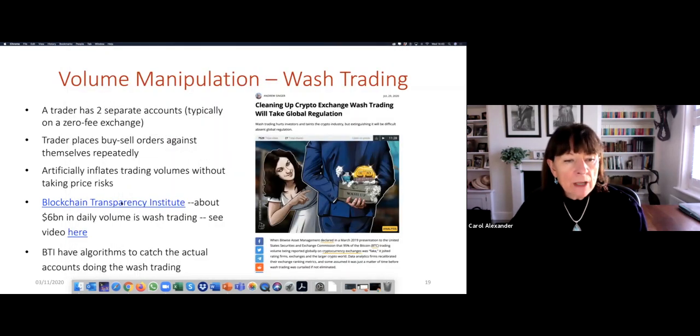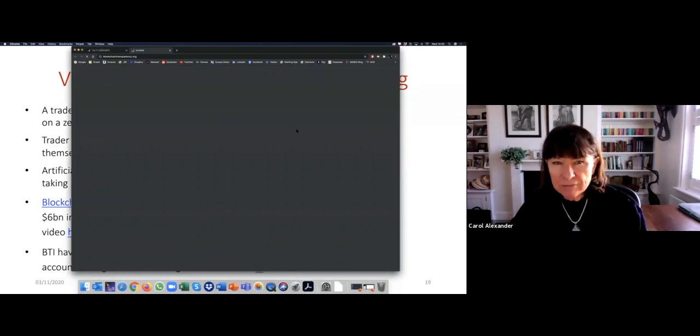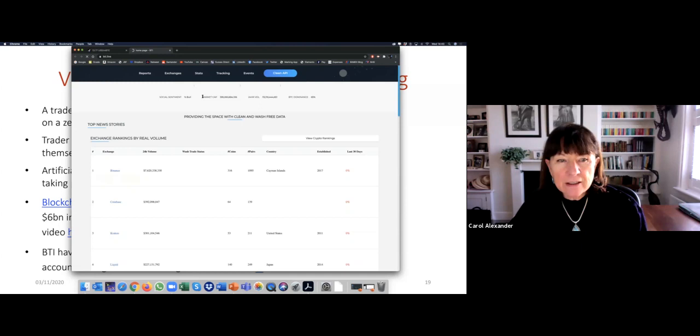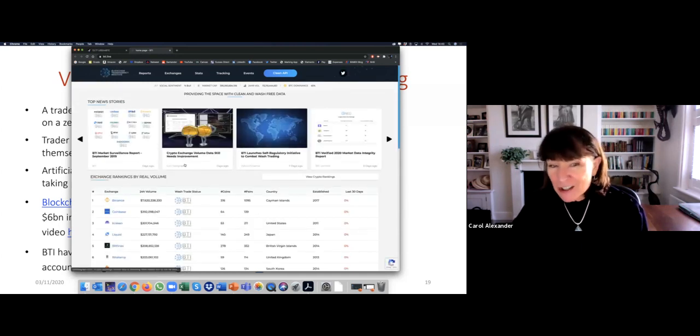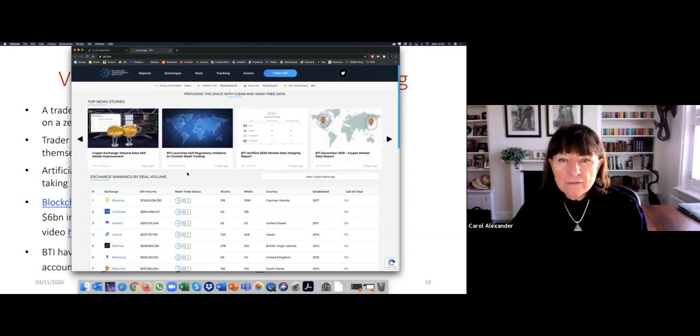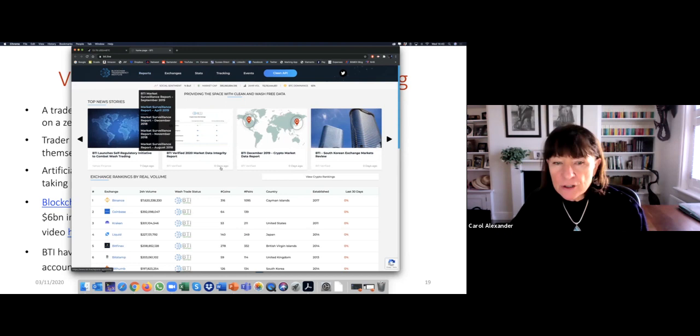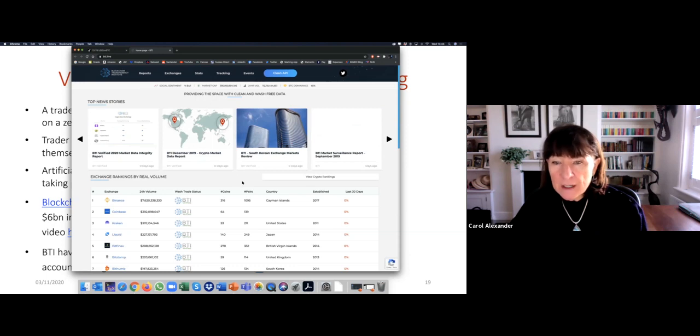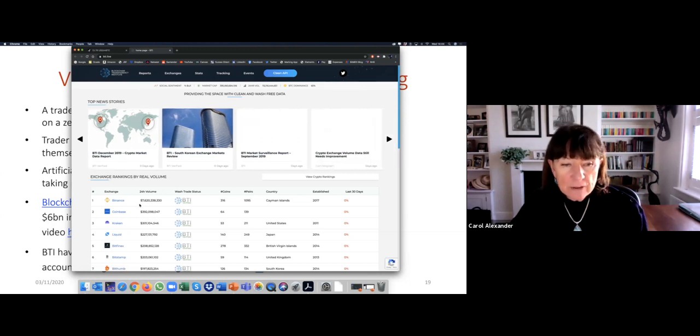And the Blockchain Transparency Institute is also ranking exchanges. So it's actually a ranking site, but they don't advertise. They just have various news stories and reports. They actually do surveillance. They put on AI algorithms on exchanges to detect wash trading. So you can see this BTI market surveillance report from last year is a fairly standard thing in the industry. So exchange rankings by real volume, the Binance comes right down to 7 billion. It's still the top exchange.